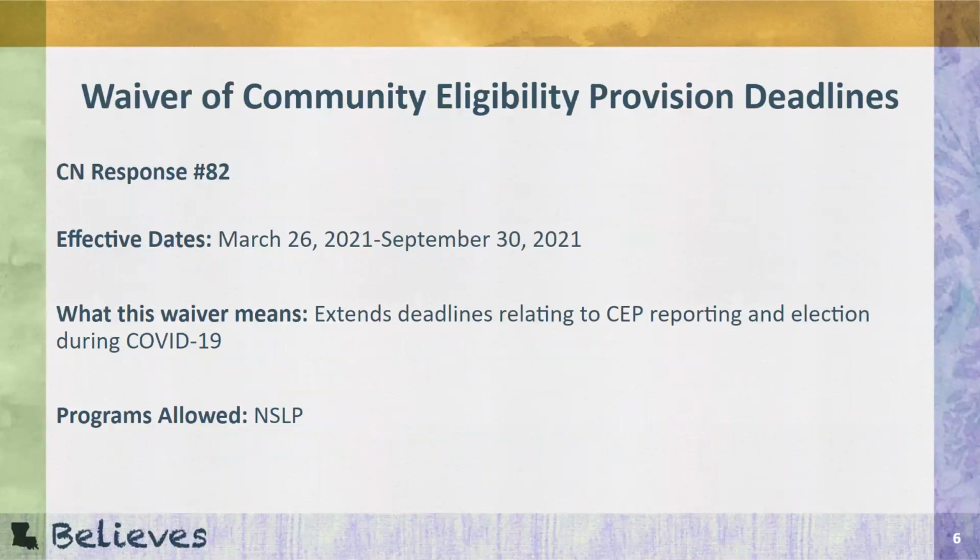So that's just a little background of the community eligibility provision. Like I said, it's been around for a little while now, and some of you have probably been participating since some of the early days.